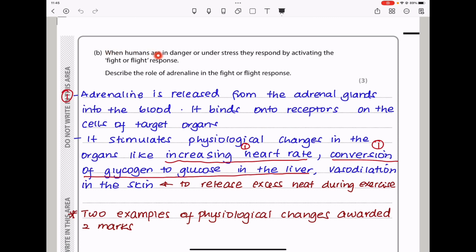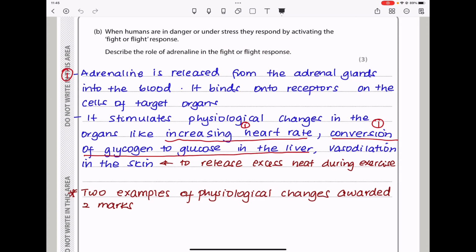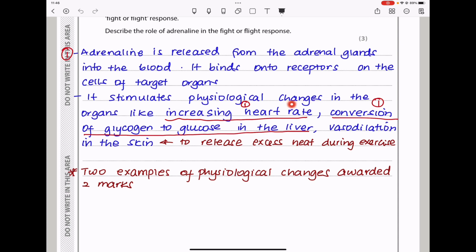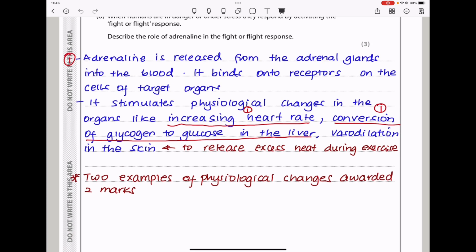In part B, when humans are in danger or under stress, they respond by activating the fight-or-flight response. Describe the role of adrenaline in the fight-or-flight response. We know adrenaline is going to be produced from the adrenal glands and is released into the blood. It will bind to receptors on the surfaces of cells of target organs. Here it stimulates physiological changes in the organs like increasing the heart rate or conversion of glycogen to glucose in the liver. It could cause vasodilation in the skin, and this is to release excess heat during exercise. So any two given physiological changes were awarded 2 marks.